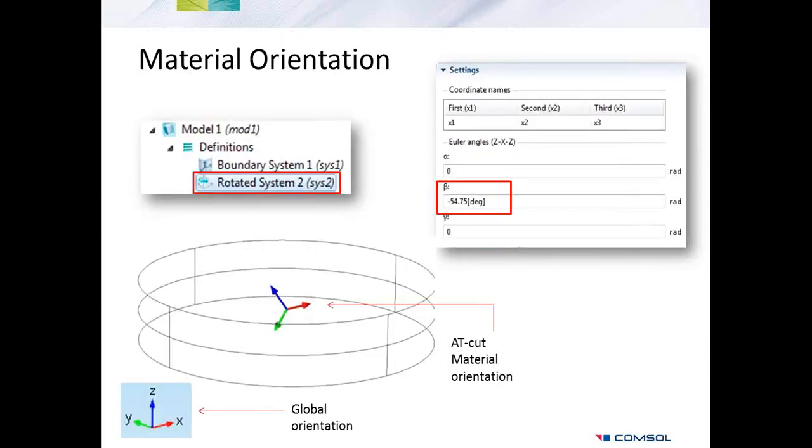The 80-cut orientation is modeled by setting up a rotated coordinate system in COMSOL where we specify the value of the Euler angle beta to be negative 54.7 degrees. The material properties of quartz are then assigned to this coordinate system.